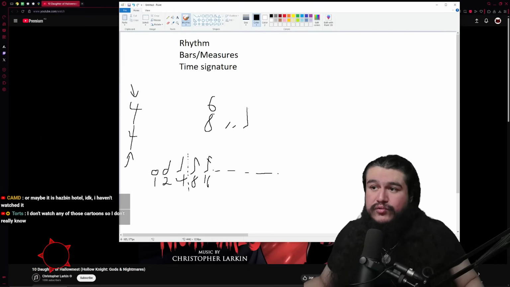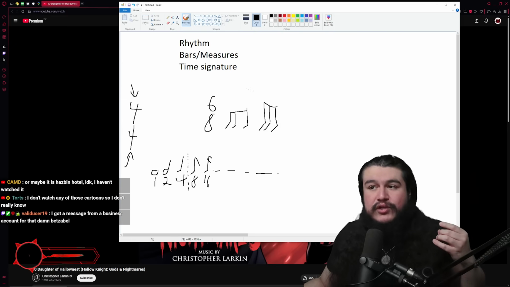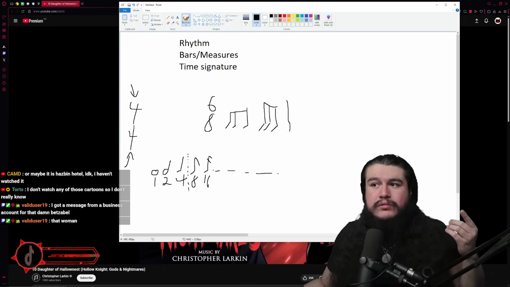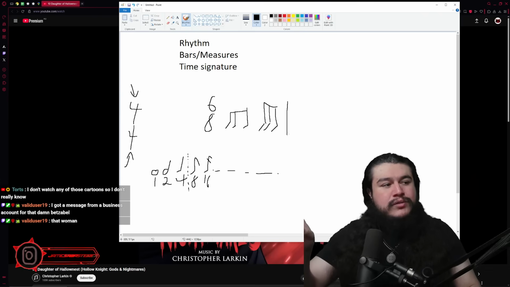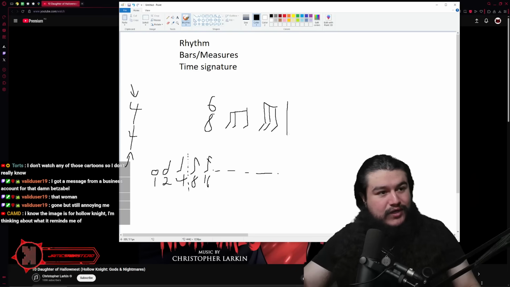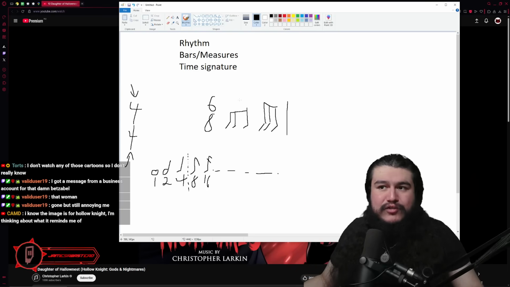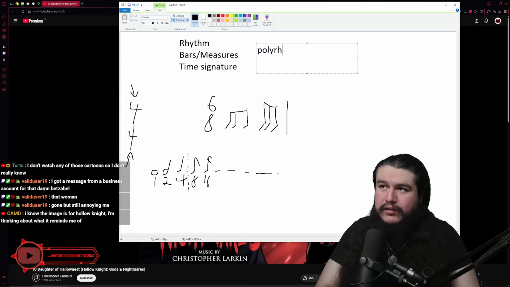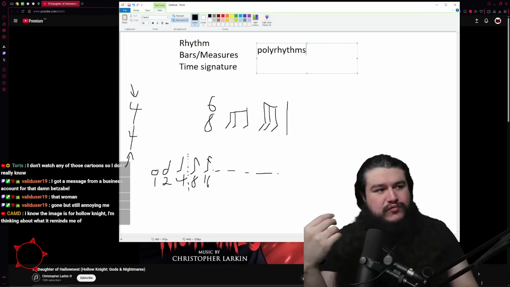So 1, 2, 3 is the first group, 4, 5, 6, and it changes the feeling of how you count them. Instead of going 1, 2, 3, 4, 5, 6, we would be doing 1, 2, 3, 4, 5, 6, 1, 2, 3, 4, 5, 6, that kind of thing. We are doing that as our metronome, and on top of that, we are engaging in some polyrhythms compared to the time signature. Polyrhythm means rhythm against rhythm.